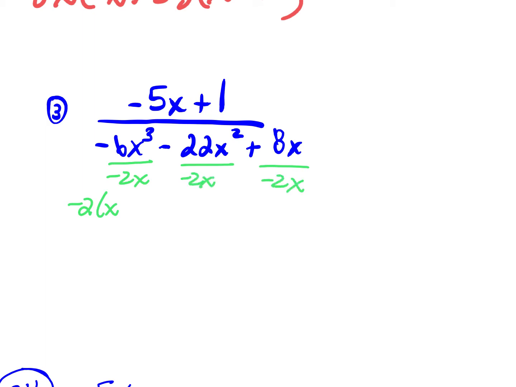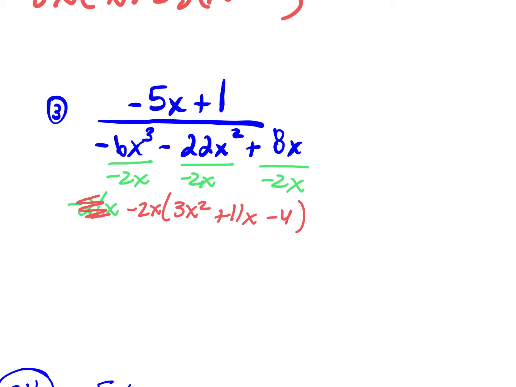Good. Negative 6 divided by negative 2 gives me 3x squared. We took out negative 2x. Okay, it leaves me with 3x squared. Negative 22 divided by negative 2 is plus 11, right? 8 divided by negative 2 is negative 4. Everybody agree? All right, now I have to factor this more, can I?